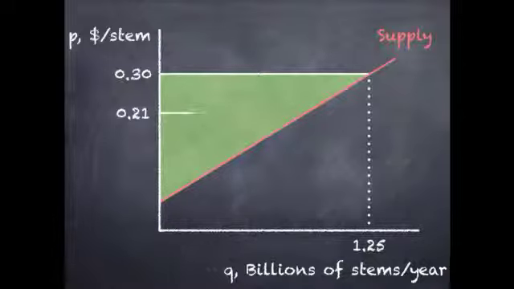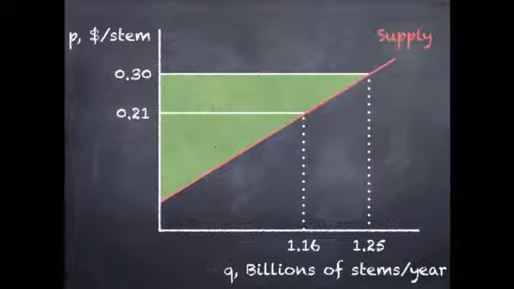Now we noted that the price fell to 21 cents, and this caused the sales to fall to 1.16 billion. This bottom triangle is the new producer surplus. The area up top is going to be the lost producer surplus, and we want to see what that is. To measure that, we're going to break this into two components, this rectangle and this triangle. We calculate each separately and add them together to see the dollar value of producer surplus that disappears because the price fell from 30 cents per stem to 21 cents per stem.